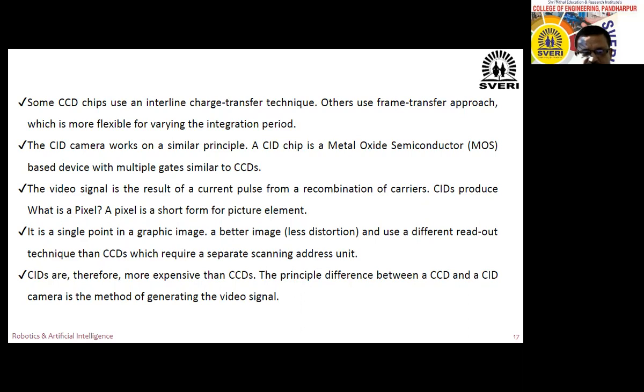CIDs produce a better image with less distortion. What is a pixel? A pixel is a short form for picture element. It is a single point in a graphic image. CIDs use a different readout technique than CCDs, which require a separate scanning address unit. CIDs are therefore more expensive than CCDs. The principal difference between a CCD and a CID camera is the method of generating the video signal.